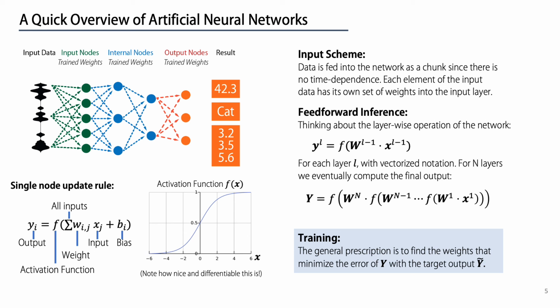This activation function, f of x, is quite important in terms of its functional form. What we show is one example on the bottom of the slide, which is a nice differentiable function, which makes training actually quite a bit easier.